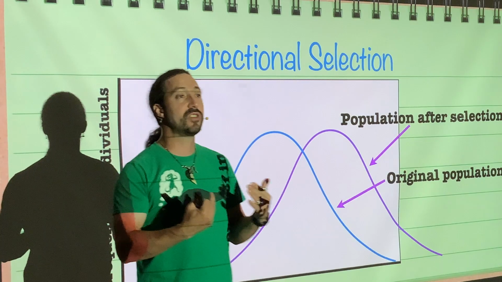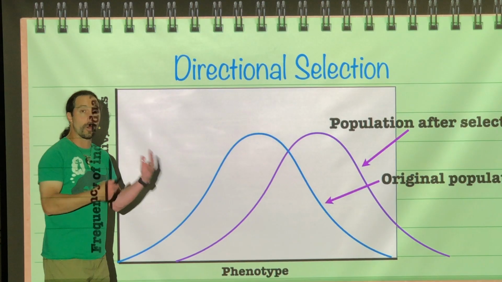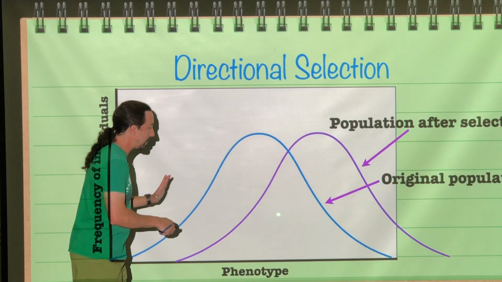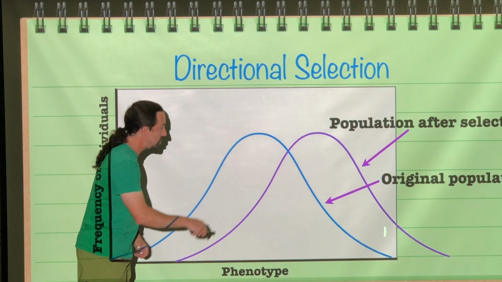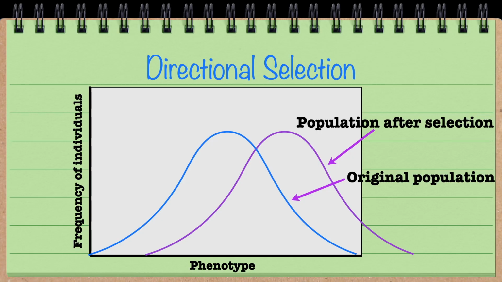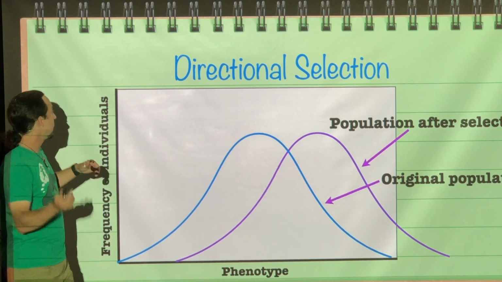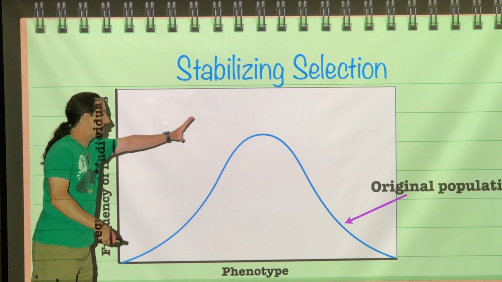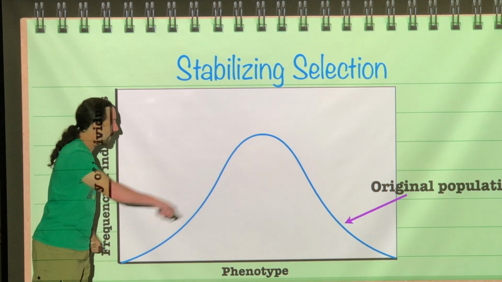But the key is that there is a specific phenotype that is favored, which causes a shift in the population. Because the conditions have changed, the alleles which are favored also change. And that causes our population allelic frequency to shift toward one of the two extremes. And that is directional selection, where one of the extremes is favored.